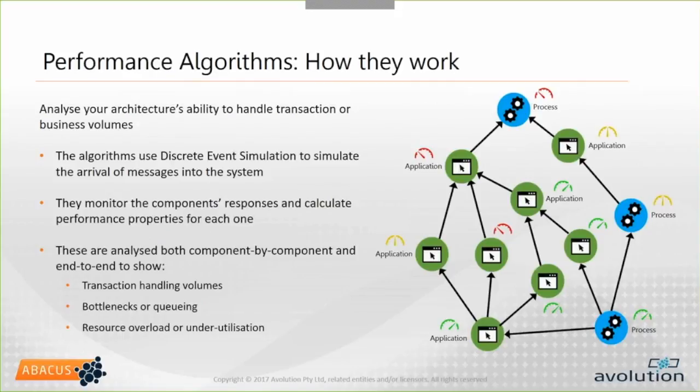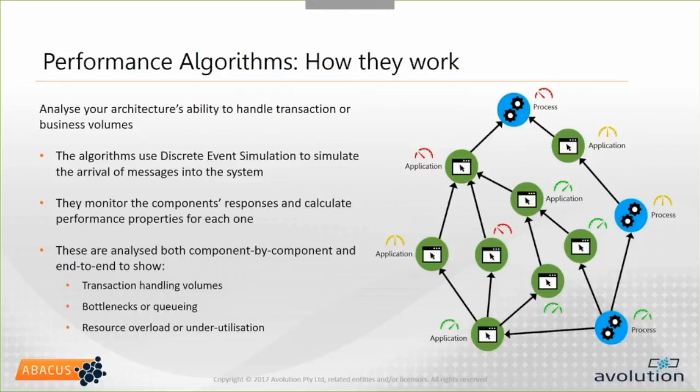So the fourth of our standard algorithms is what we call our performance algorithms. And this is where we're trying to answer the question, can my architecture scale? Can it support the business volumes that we need to support? So we're talking about business volumes, we're talking about transactional throughput. We're trying to understand the extent to which the architecture, be it business architecture and processes or applications, can actually process the volume of business that's being thrown at them.